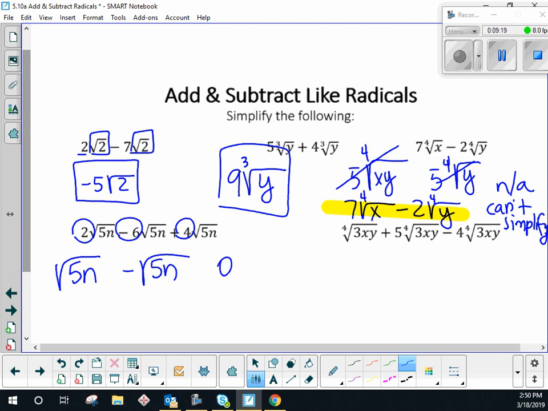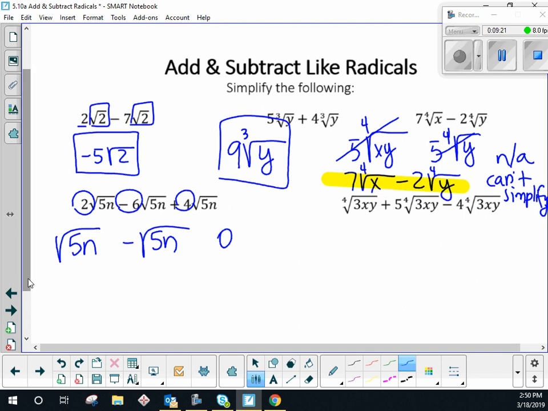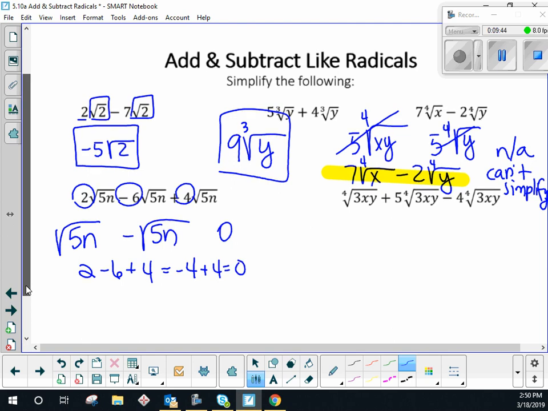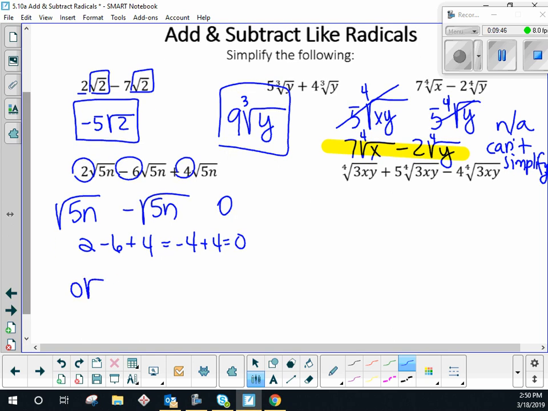All right, here's what we got. Many different answers when I was walking around the room. Let's talk about which one's right and why. Like Chrislyn said, when I was passing by his desk, you do the math on the numbers out front. So let's look at that. 2 minus 6 plus 4. So order of operations, you go left to right. What is 2 minus 6? Negative 4. And what is negative 4 plus 4? 0. All right. So I have 0 square roots of 5n.